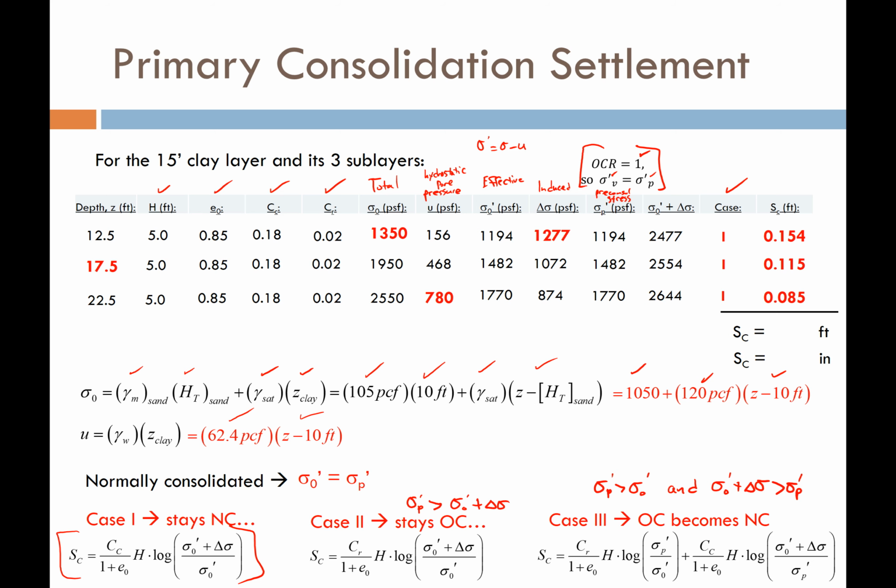Once I have all my sublayer settlements, all I need to do is add them up and get a total settlement of 0.354 feet, which is the equivalent of 4.25 inches. So that is my primary consolidation settlement. So going back again, if total settlement is elastic settlement plus primary consolidation settlement plus secondary settlement, I've got those two, and now all I need to do is get the secondary settlement out of the way.